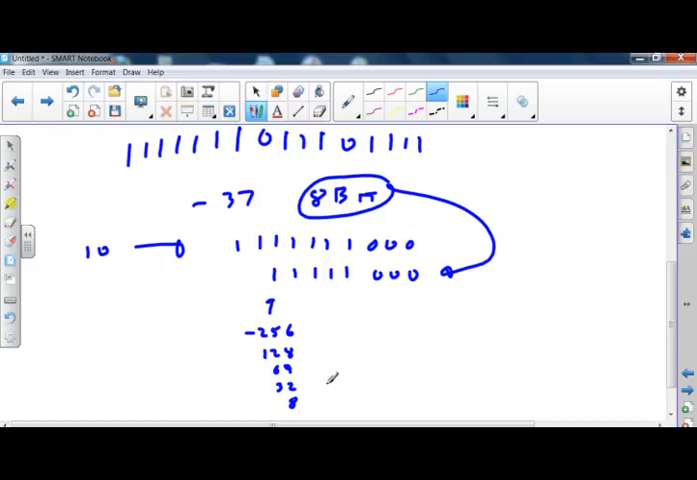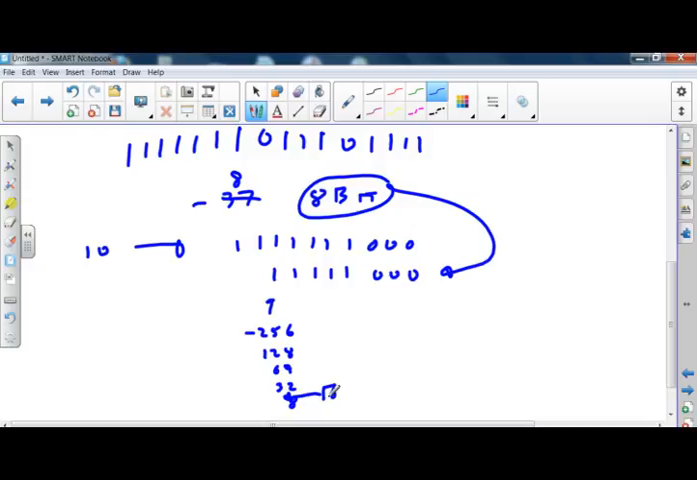Oh, I know why. This is minus 8. I put a minus 8 in my calculator, not a minus 37 like I wanted to. So that's going to be minus 8, right? Minus 256 plus 128 plus 64 plus 32 plus 16. I left the 16 out, plus 8. Yep, minus 8. I left the 16 out right there. Okay.